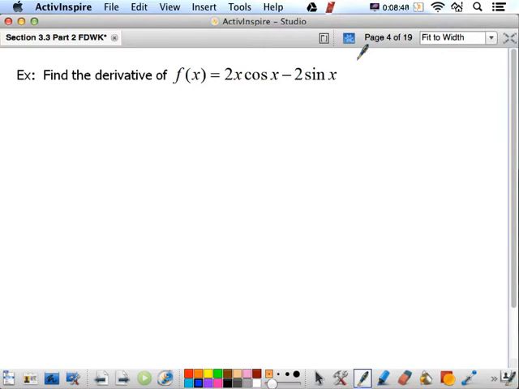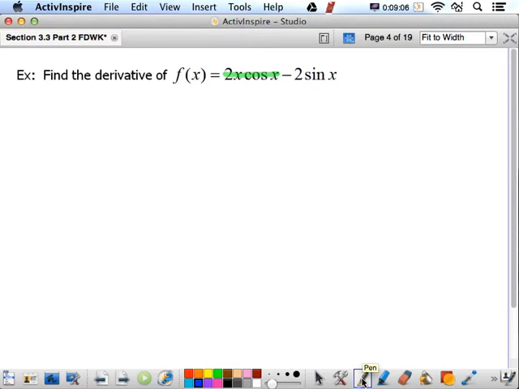So we're going to have to work this. We're going to have to do the derivative of the first term minus the derivative of the second term. But the first term right here is a product. So in order to find the derivative of that first term, I have to use the what?